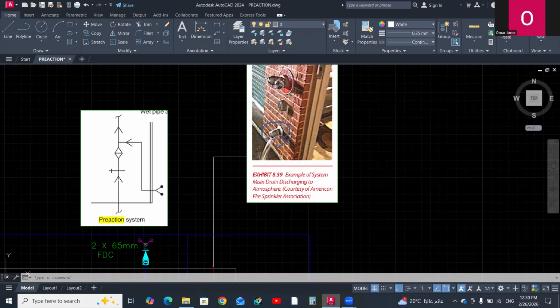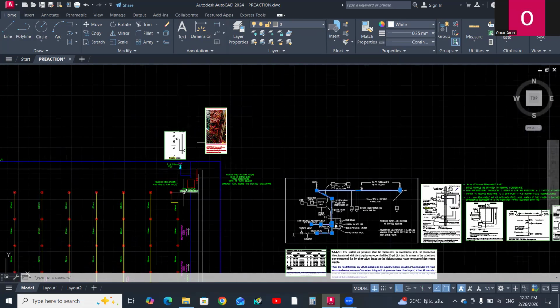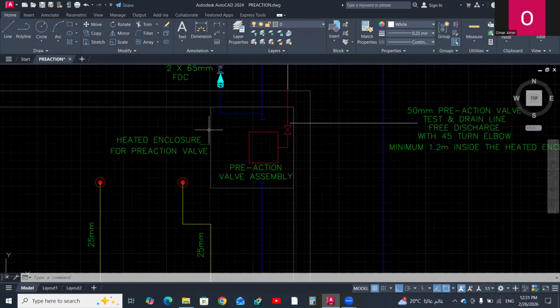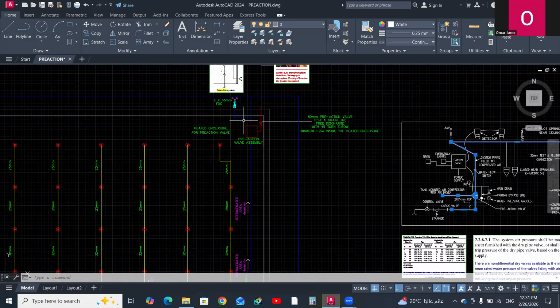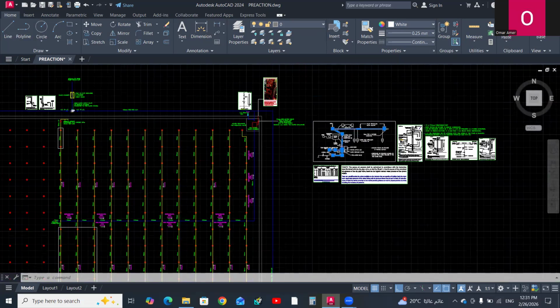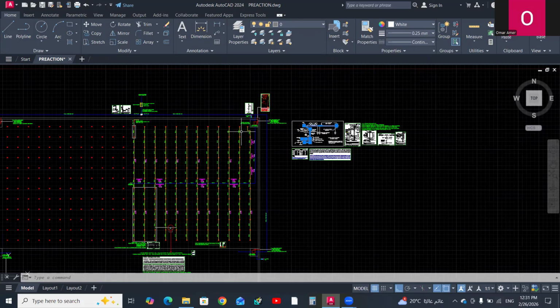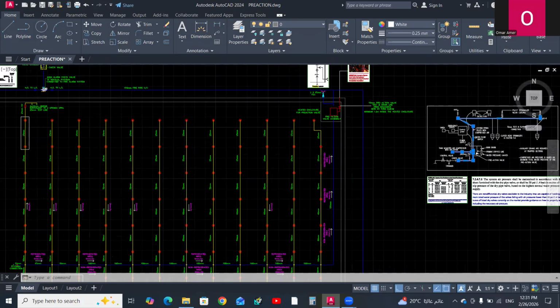The purpose of this check valve is to prevent the water from the fire department connection from flowing back to the main network, and the purpose of this check valve is to prevent water from the network or inside the building from flowing through the fire department connection. So as I mentioned, the enclosure of the pre-action valve shall be heated. After locating the pre-action valve, you can locate your sprinklers.